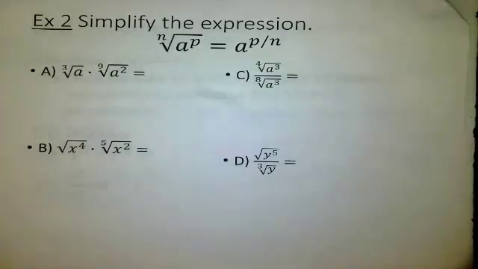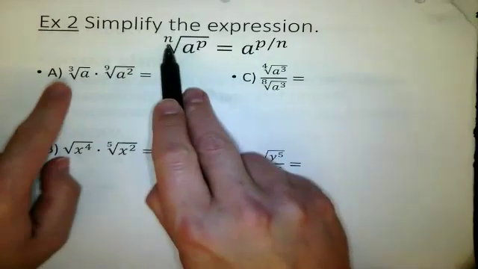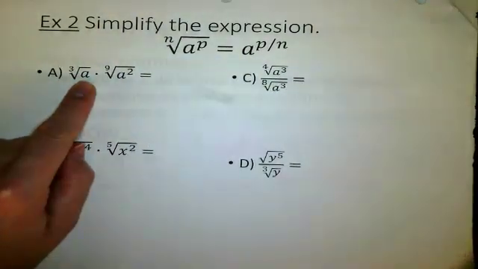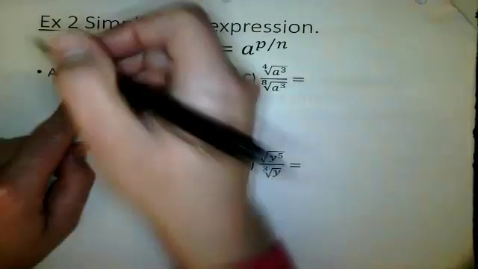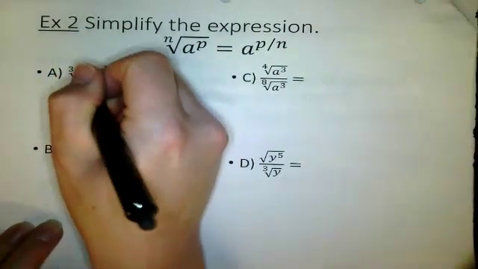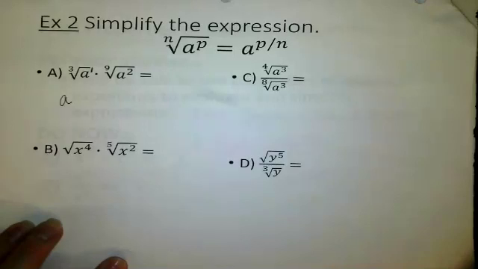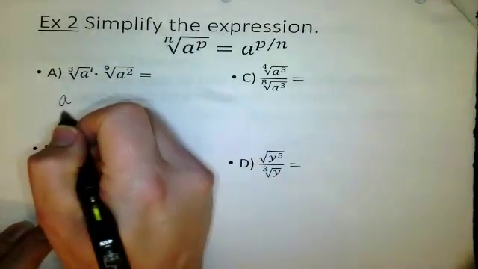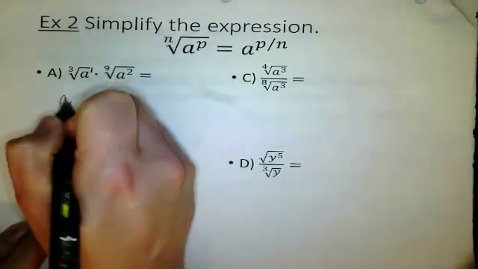So letter A, we have the cube root of A. I see that the n is 3, but what's the power on the A? 1. Yeah, there's nothing there. You can put a little 1 on there. So it's a power of 1. So I want to rewrite that. The cube root of A can be rewritten as A to what power? Remember, it's power over index. So what should I write? A to what? 1/3.